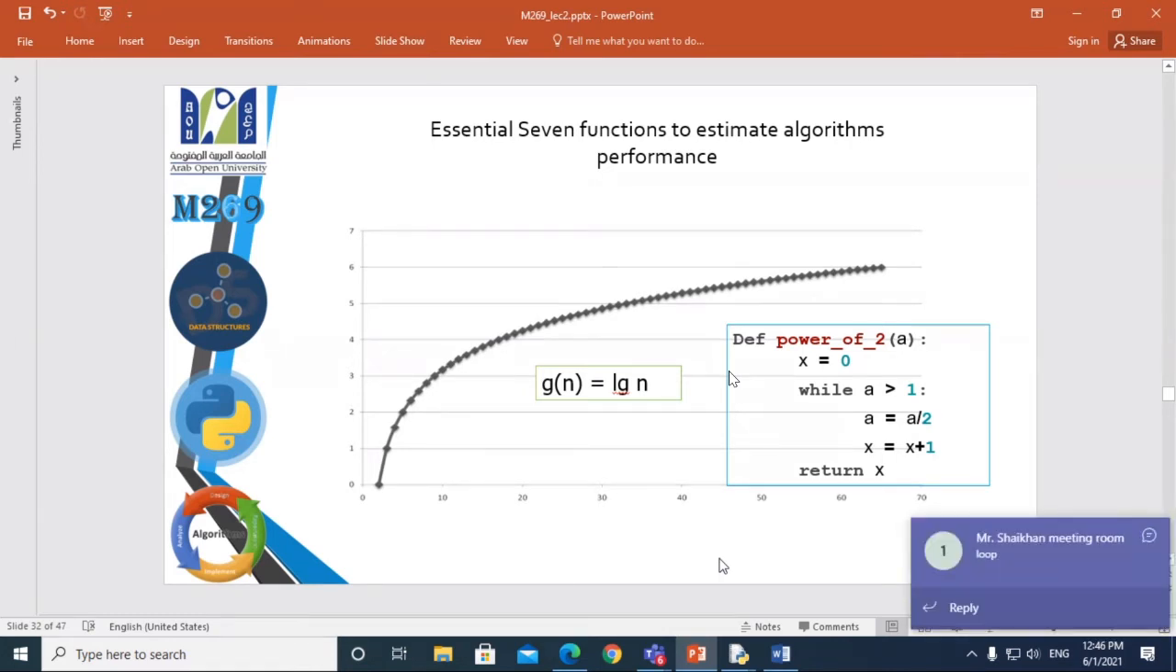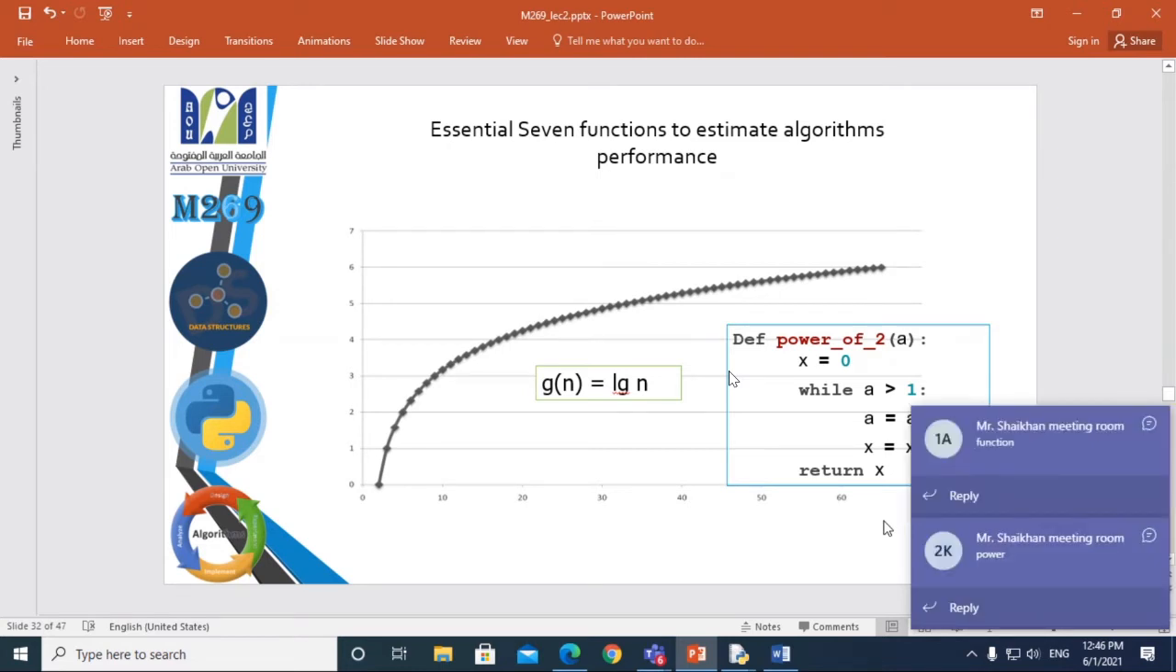Loop. Okay, there is a loop. You are right. What else? Why is it log n? Why isn't it n? If it is a loop, the previous one is a loop also. Why is it log n? Don't rush, I will explain it to you. But think about it first.